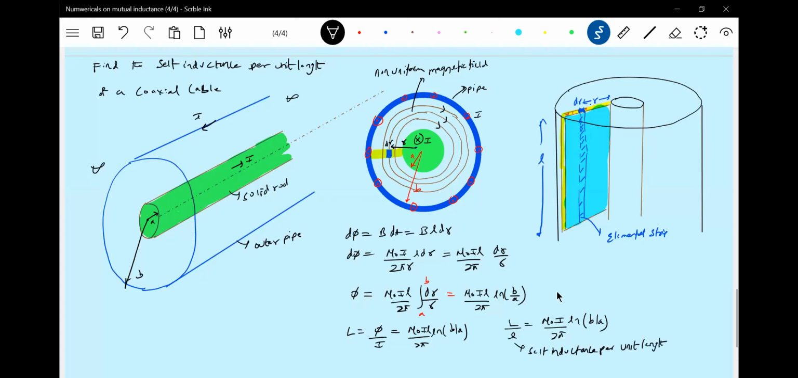Like this, different structures will have different types of conditions. You should be alert, because they don't tell you where the flux is, where you have to calculate. It just says self-inductance per unit length of a coaxial cable. We should assume how the field will be, then how that current will produce the magnetic field, then what is the elemental area, what is the structure that we are supposed to assume. Don't expect everything in the numerical.